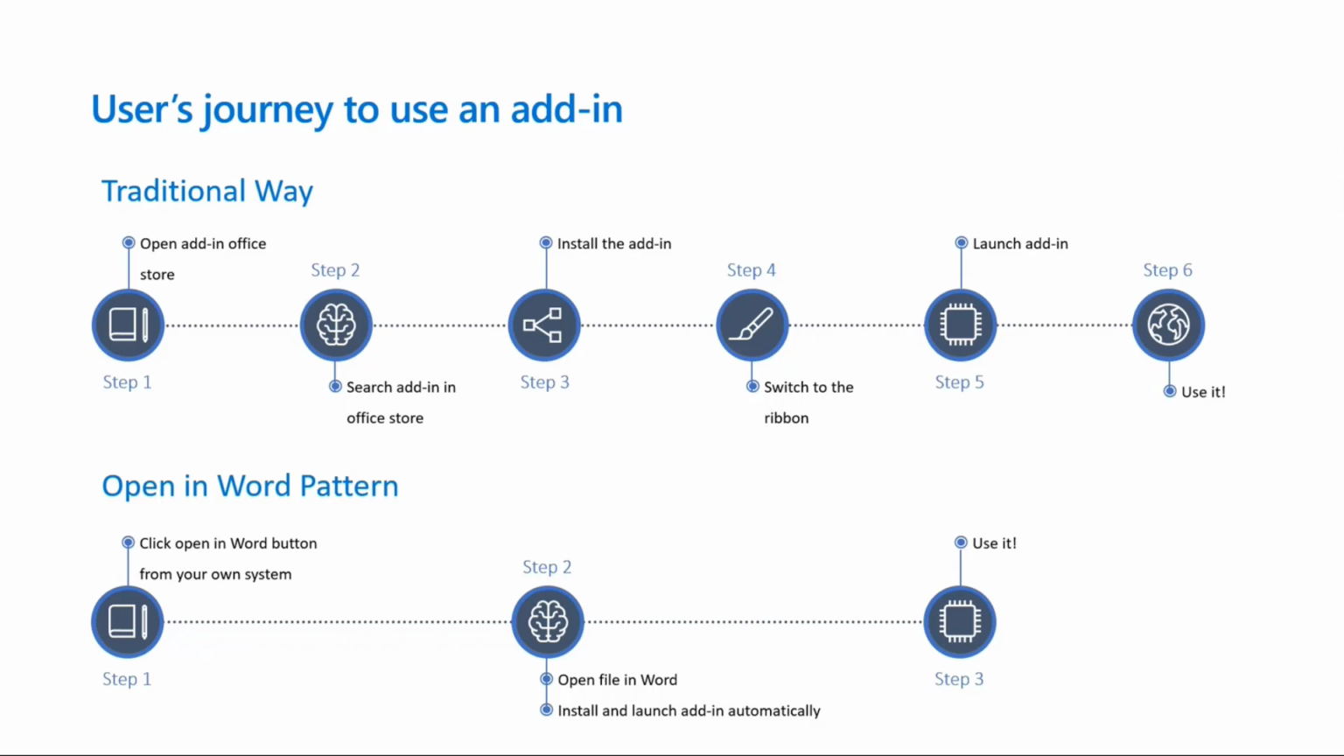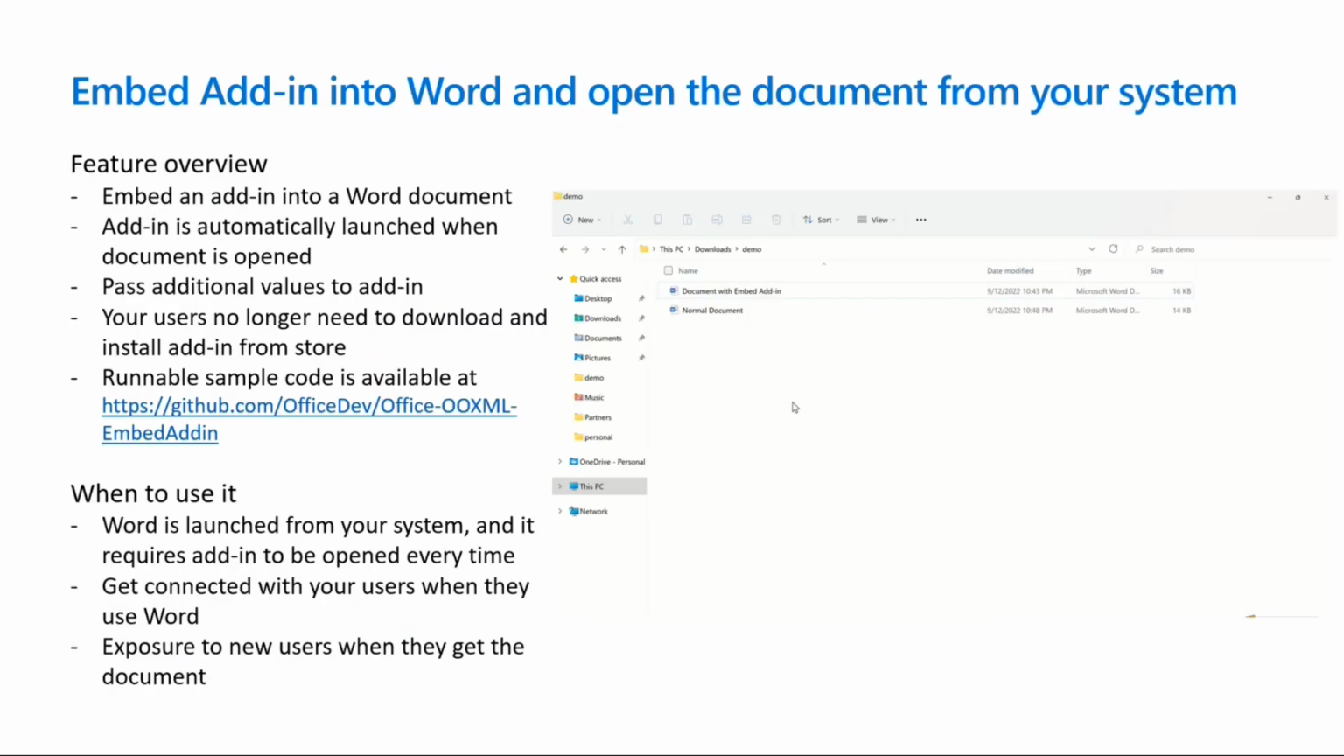So you can see that there is a long path for a user to actually start to install and use the add-in. However, another pattern here is that we have an existing technology to allow the user to open the add-in directly when the document is opened. If you take a look at the open in Word pattern at the bottom, the user clicks on a Word button from your own system, and then the file opens. And after that, the add-in will be automatically installed and launched in the user's document. So this is the simple path. This technology brings you the capability to open the document and then the add-in will be auto-launched.